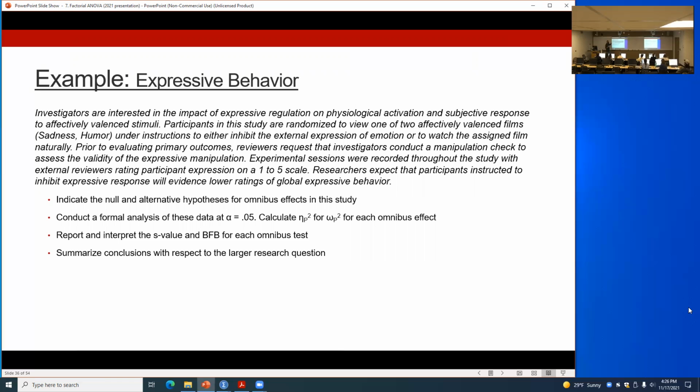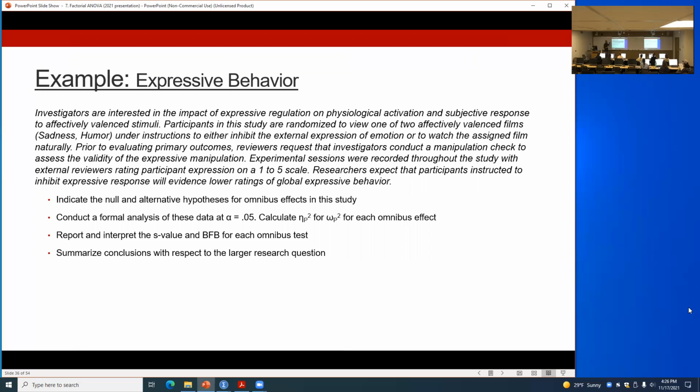Okay, and so what we expect is that if my manipulation is working right, if I tell people to inhibit expression, hopefully what I'm seeing is that people will show lower levels of observable behavior while they're watching these films. But the wild card here is I don't know if we're going to get equal levels of expression across the humor and sadness film and what that interaction is doing.